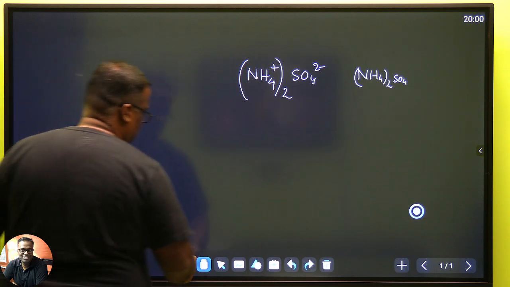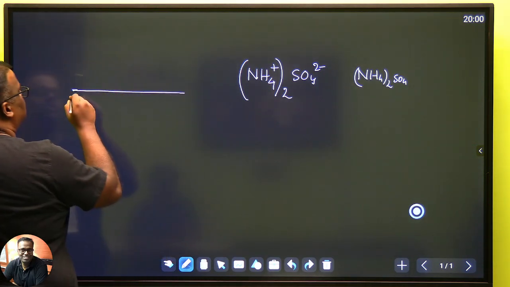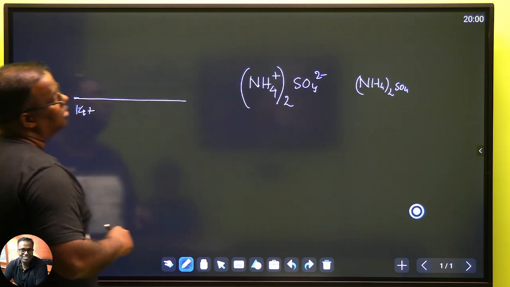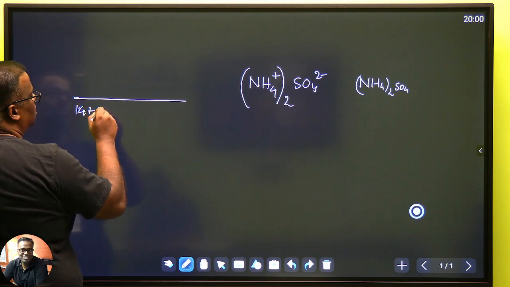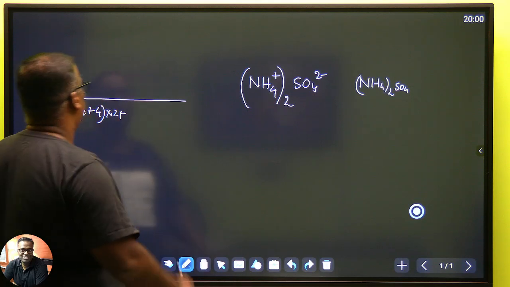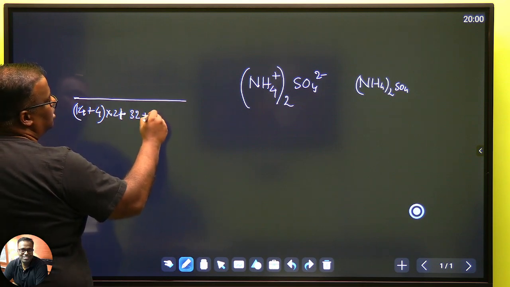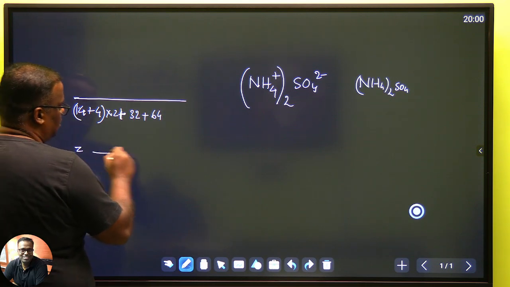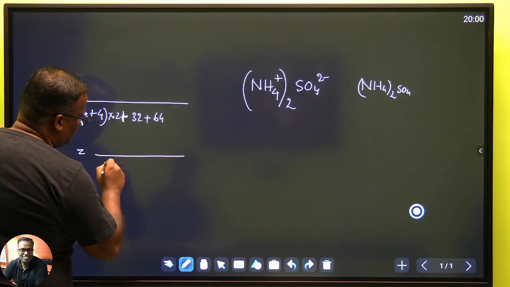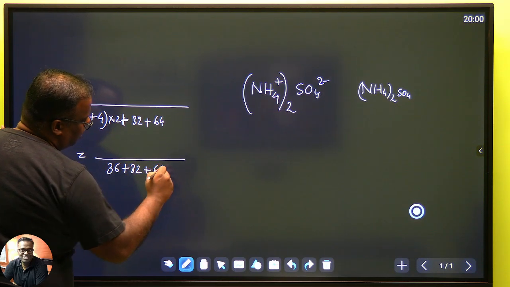First of all, find out how heavy is the bag, how heavy is the bag? 14 plus hydrogen is 4. This whole thing is multiplied by 2, plus sulfur. Sulfur is 32 and 16 times 4 is 64. Tell me how much it is. This is 18. 18 times 2 is 36. 36 plus 32 plus 64, how much does it come to?